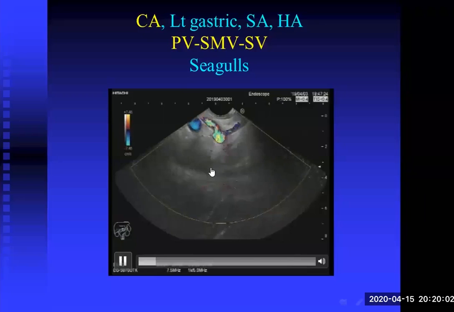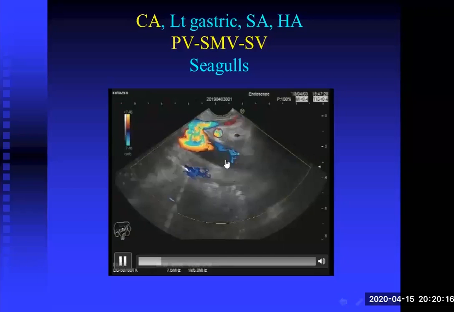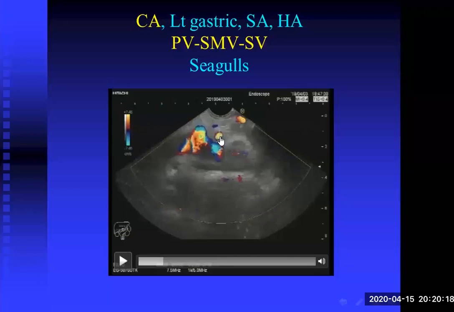Yes, this is very nicely seen. The seagull, what is named as the seagull. The seagull is a bird, with a body and 2 long wings. This is the wing of the left gastric artery, and this is the wing of the splenic artery. Okay, when I do anti-clockwise rotation, this is the third branch appearing by anti-clockwise rotation. This is the third branch of the celiac axis, the common hepatic artery.